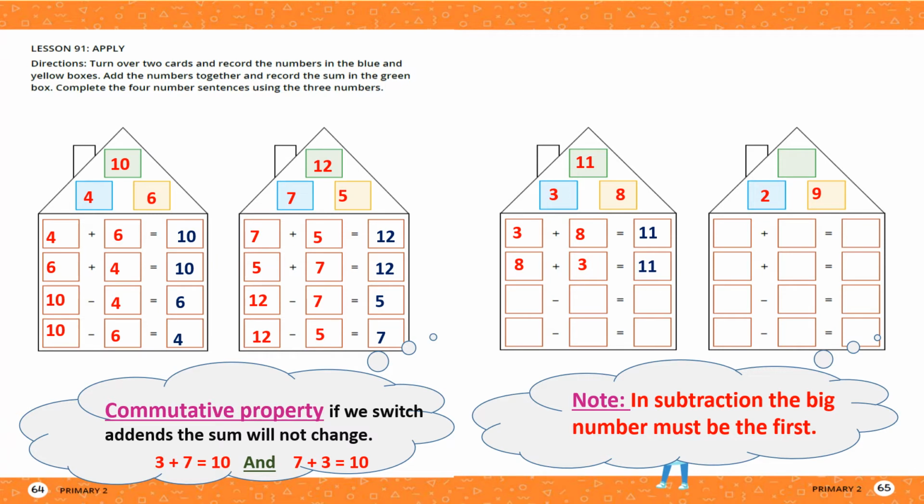Now in subtraction, the big number must be first. So we will write 11. 11 minus what? 11 minus 3 gives me 8. And 11 minus 8 gives me 3. So we will write 11 minus 3 equals 8. And 11 minus 8 equals 3. The last one, you can do it by yourself. You have 2, 9, and 11. Now it's easy for you to complete the addition and subtraction equations.